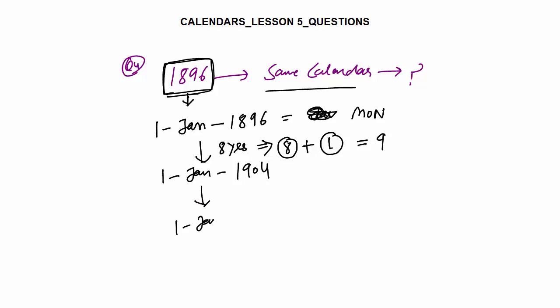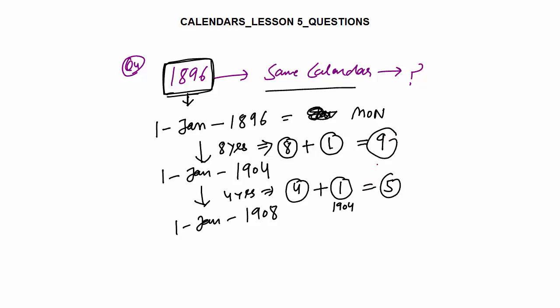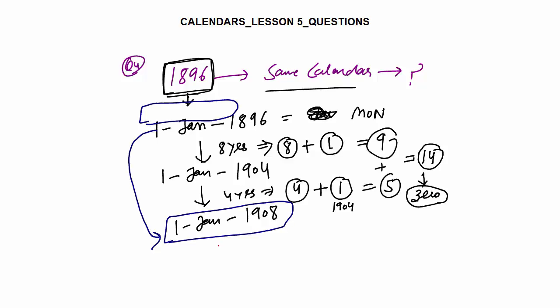Now move 4 more years, the next leap year. This is 1908. From 04 to 08 we have straight away 4 years. 4 years will be 4 odd days and 1 extra odd day for year 1904, because 1904 will have 29 February. So this is 5 odd days. Now if you add 9 plus 5, we have 14 odd days. 14 odd days, if you divide by 7, we have 0 odd days. Now 0 odd days means the same day. So 1st January 1908 will also be Monday, and both of these years will have the same calendar. So 1896 and 1908 will have the same calendar.